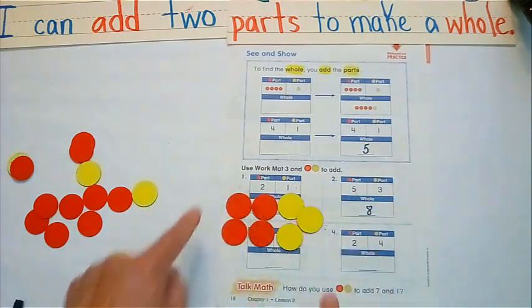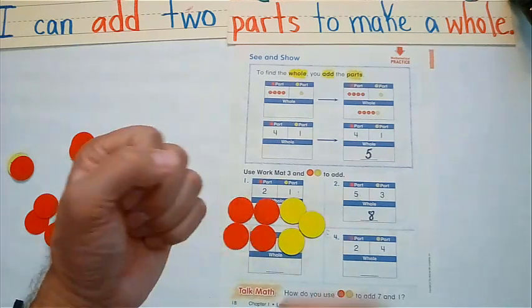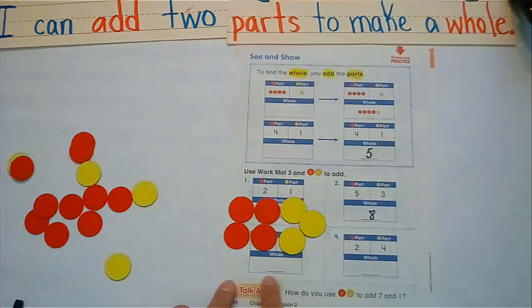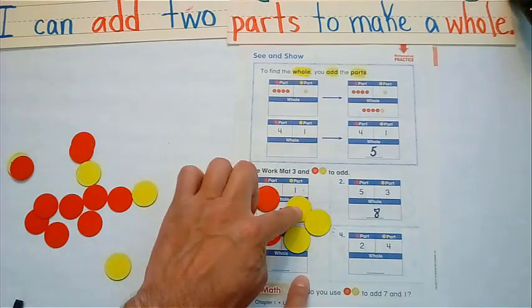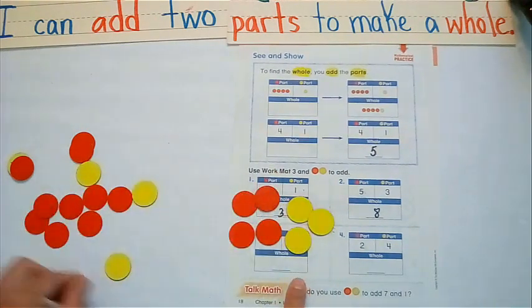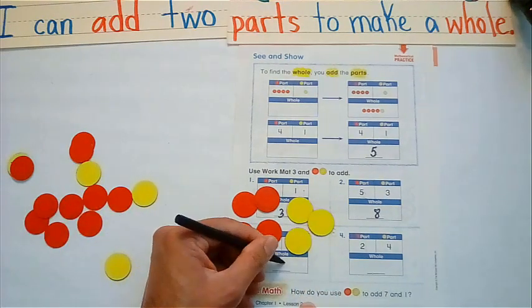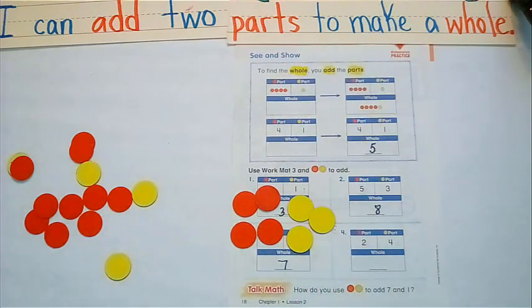Now, we want to know what the whole is. Ready? So we have to put the parts together. So put the whole. So let's see. If I have 4, 5, 6, 7. I have 7 is the whole.